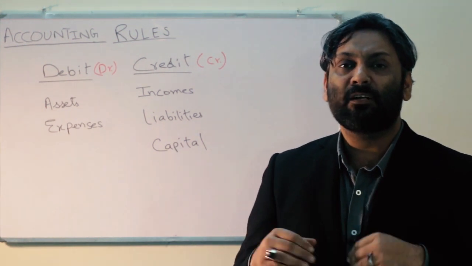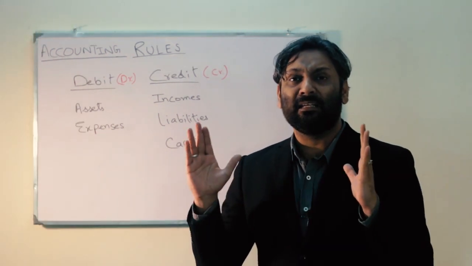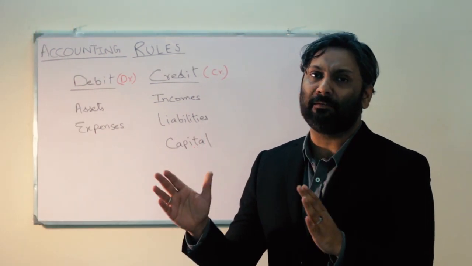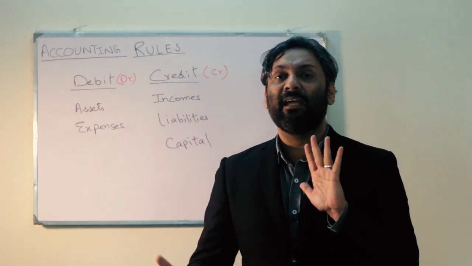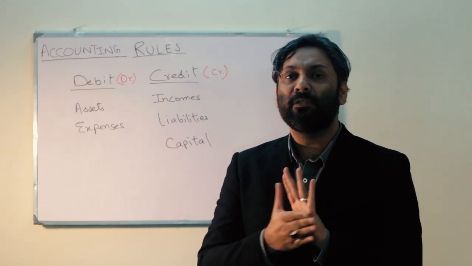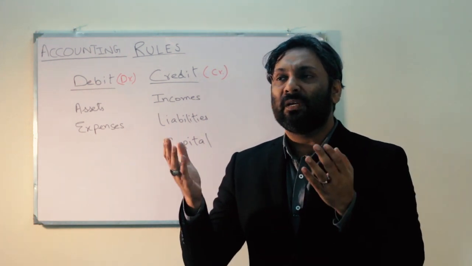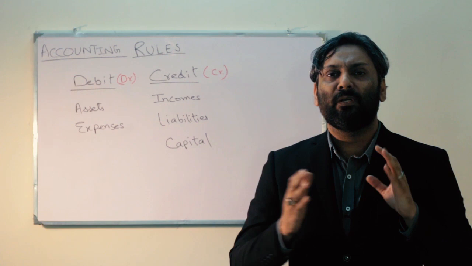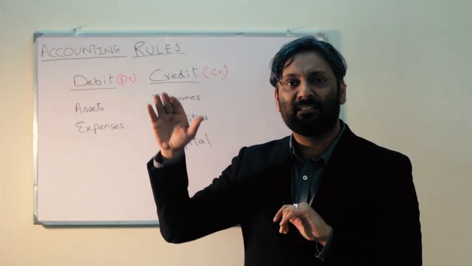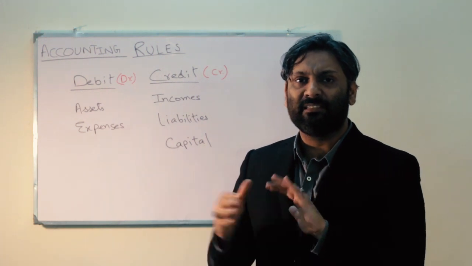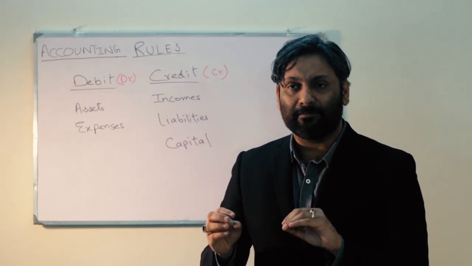So if something goes according to its nature, it's going to be put in that particular part. For example, if assets are increasing and expenses are increasing, they are going according to their nature. So when they are going according to their nature, they are going to be debited. And when they go against their nature, that is, when both of these, assets and expenses, reduce, they are going to be credited.